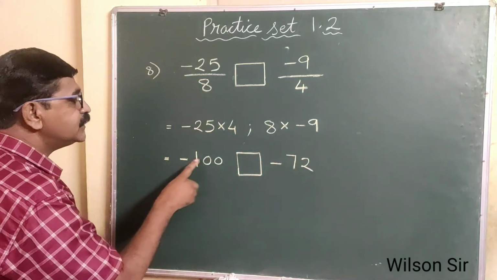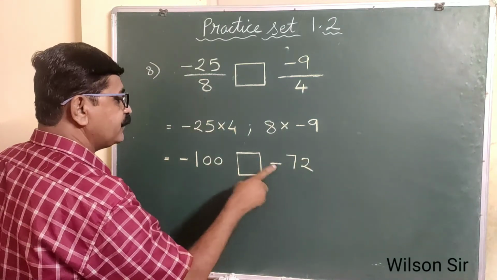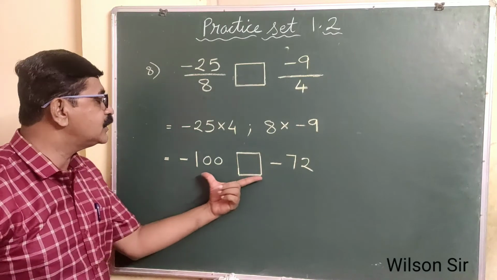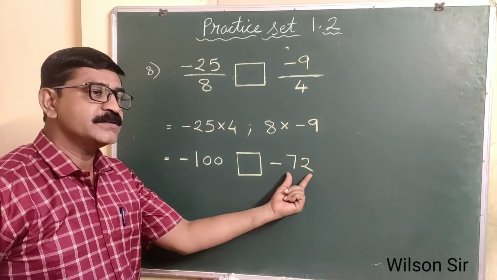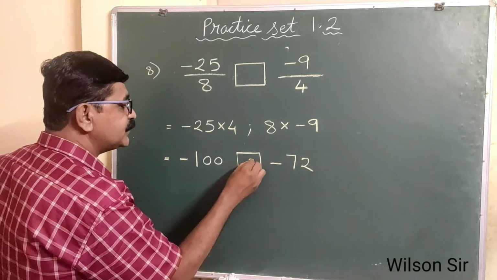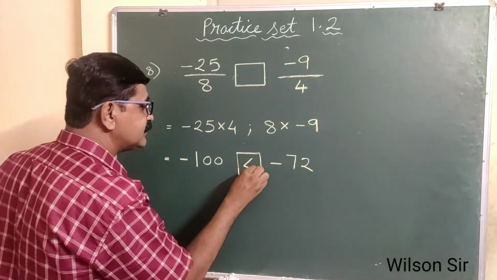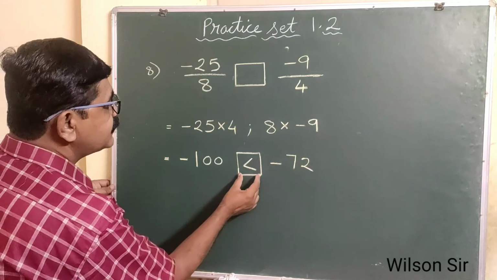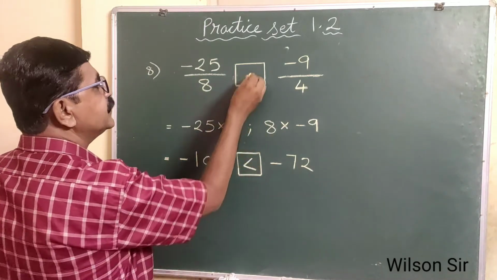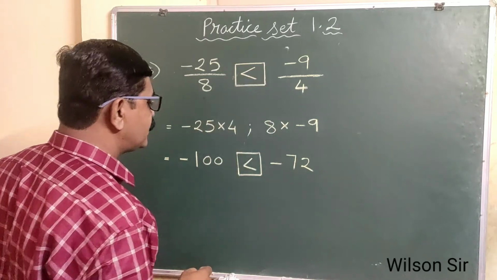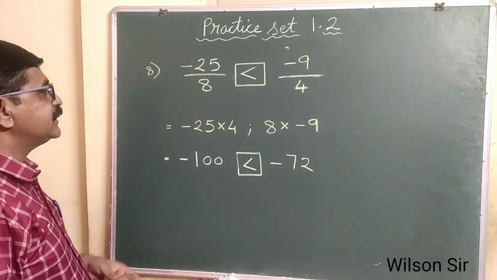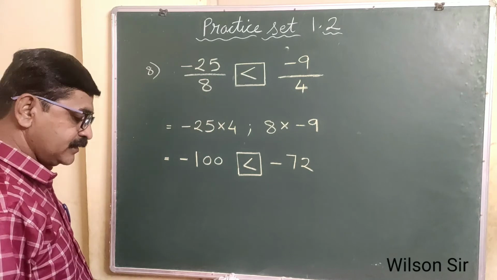Now both the numbers are negative, and we know that when both the numbers are negative, the smaller number is always bigger than the bigger number. So minus 72 is greater than minus 100. The same sign you have to put here. So minus 9 upon 4 is the bigger number than minus 25 upon 8.